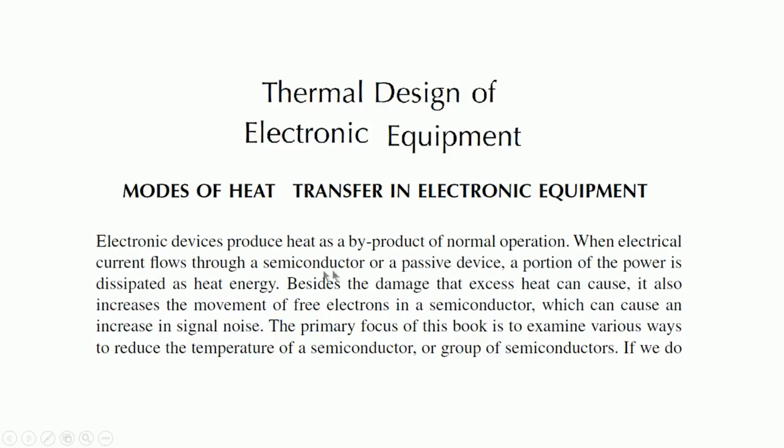When electrical current flows through a semiconductor or a passive device, a portion of the power is dissipated as heat energy. This is real. Besides the damage that excess heat can cause, it also increases the movement of carriers in a semiconductor, which causes an increase in signal noise, since the noise floor at slightly elevated temperatures keeps rising.